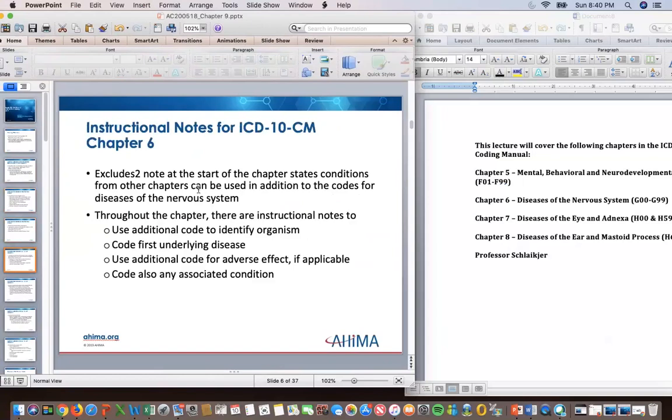We have excludes notes throughout chapter 6. They start at the beginning of the chapter. It states conditions from other chapters can be used in addition to the codes for the diseases of the nervous system. So throughout the chapter, there are instructional notes to use additional code to identify an organism, code first an underlying disease, use additional code for adverse effect, and code also associated conditions. So again, that is what you're looking for when you're coding. The coding book guides you very well. Back in the day when I first started to code, we didn't have all these notes. We were expected to know the anatomy, the physiology, and the disease process of a certain diagnosis in order to code it out appropriately.